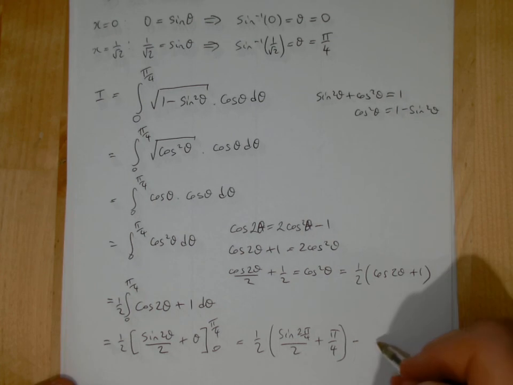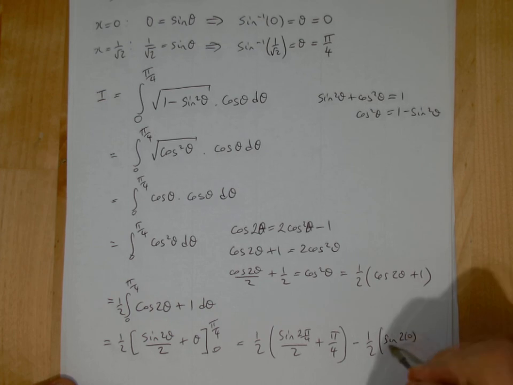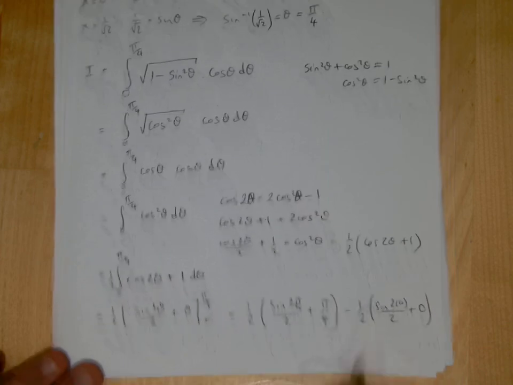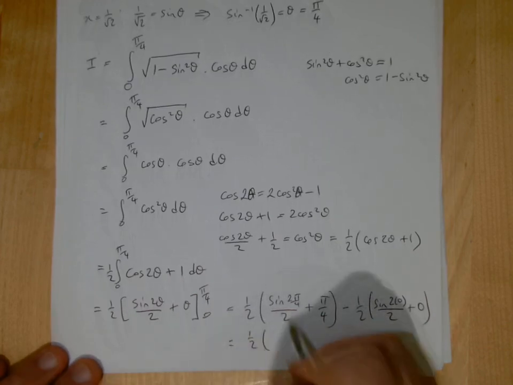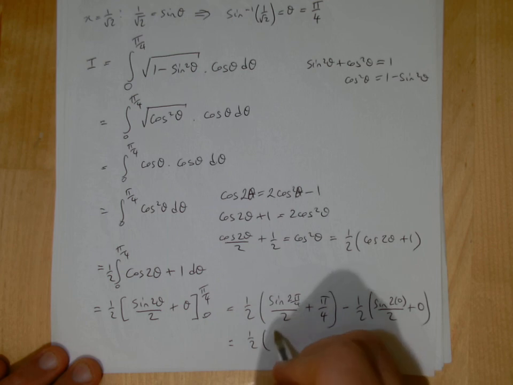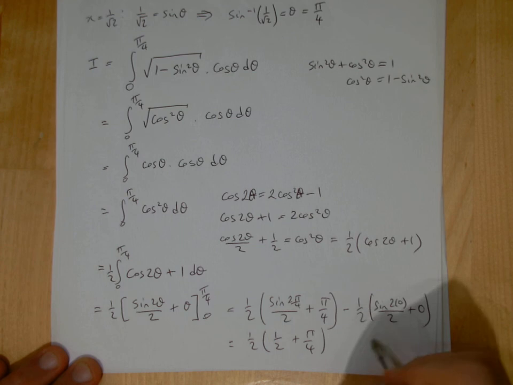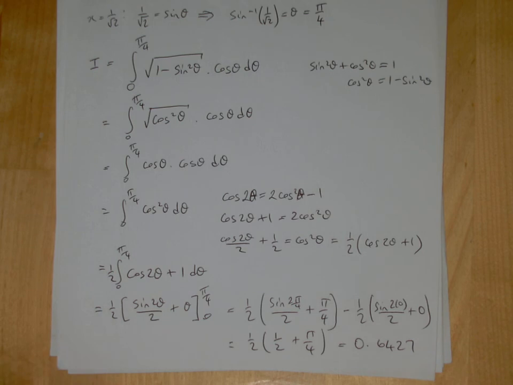Take away then, what have we got there? Half sine 2 times 0 over 2 plus 0. So you put pi by 4 in and you put 0 in. When I work this out, if you work them out separately, that would just come out to be a half plus pi by 4. That just becomes 0. So there's your answer, and to 4 decimal places, 0.6427.